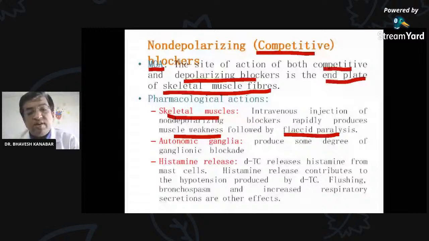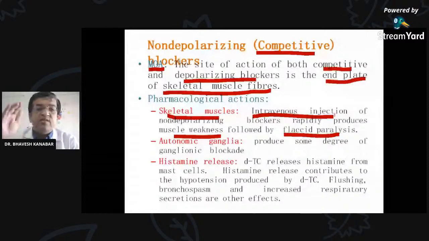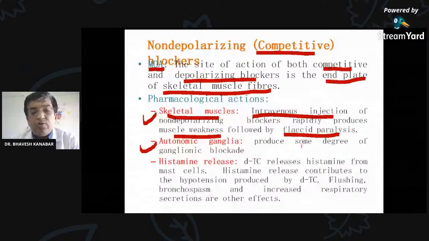We need to give this by intravenous injection while performing surgery. During surgery, along with anesthesia, these skeletal muscle relaxants are given to relax skeletal muscle so that the dose of anesthesia needed is very small and surgery can be performed easily. So the first action is on skeletal muscle. Then the second action is on autonomic ganglia. It produces some degree of ganglion blockade.